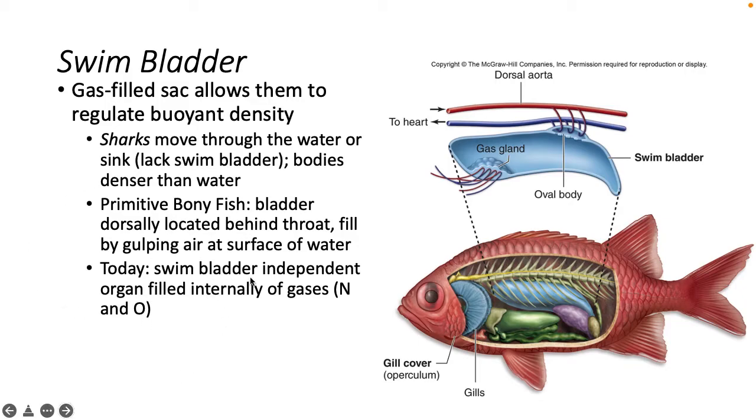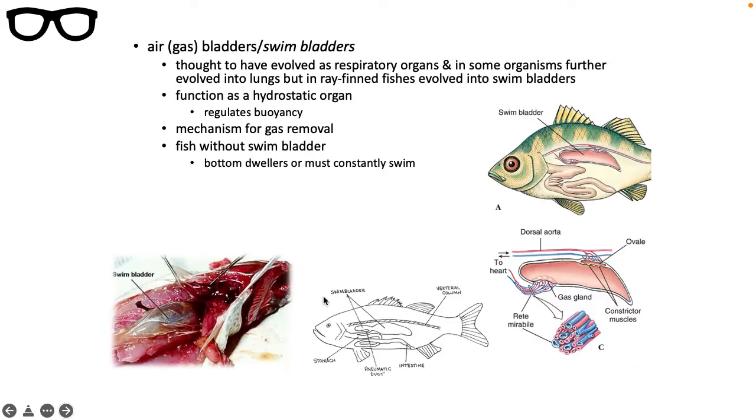Okay. So the swim bladder is an independent organ, and it gets filled with nitrogen and oxygen gases. So just some more on swim bladders. Here's a diagram of a perch, and you'll see the swim bladder when you dissect it. That's the swim bladder right there.